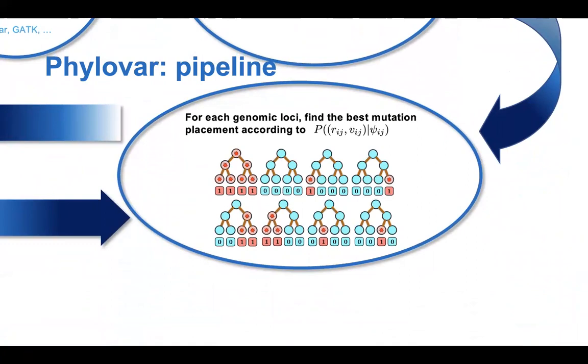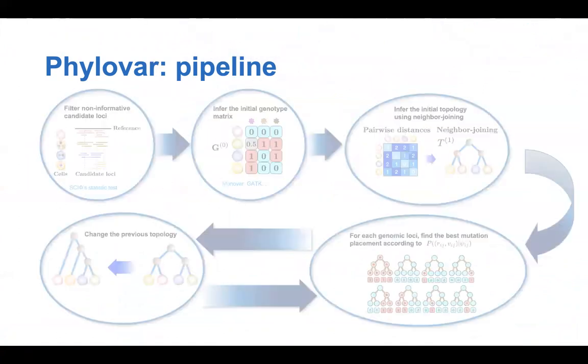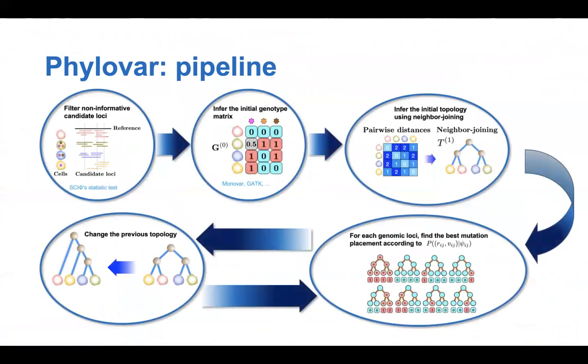In each iteration of the hill climbing algorithm, we calculate the likelihood and compare it with the previous best score. To find a better topology, we change the previous topology using techniques like nearest neighbor interchange and other tree rearrangement techniques. This iteration continues until we see no improvement in likelihood or we reach the maximum number of iterations. We notice that finding the best mutation placement was the most time-consuming part.